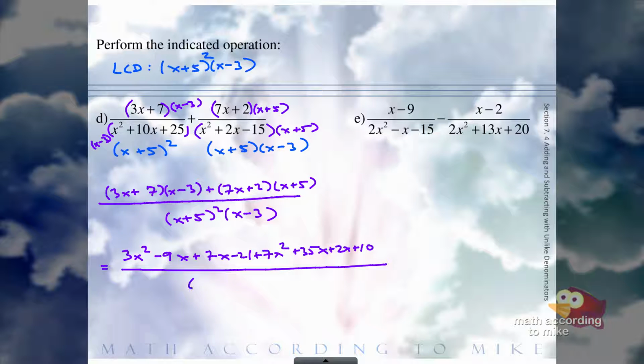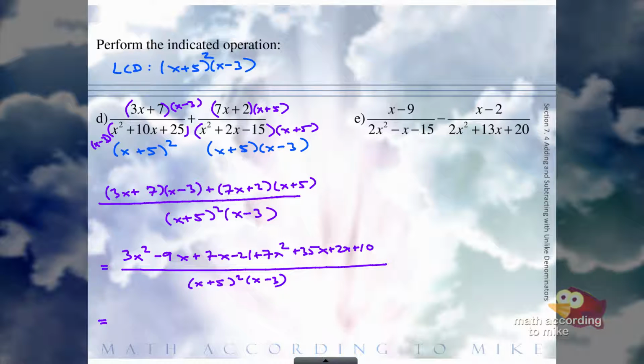Now in these problems, it's common to just FOIL out the numerator and leave the denominator factored. Doing so, what would that be? 3x squared minus 9x plus 7x minus 21, plus, FOILing out the second one gives us 7x squared plus 35x plus 2x plus 10, all over, and leave that all factored.